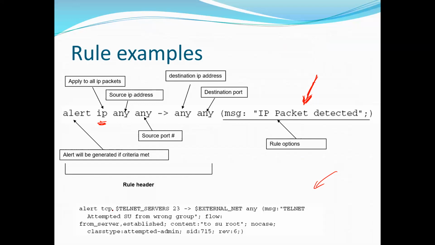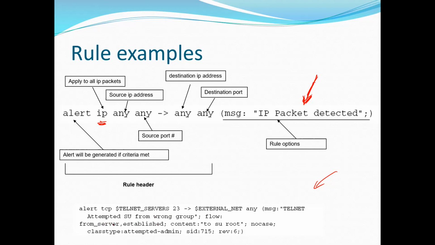So here it's an alert TCP telnet server. That's a variable, and it would have associated IPs for port 23. For telnet, the direction is important: external any. That's the main header. Then you have the message, which is telnet attempted SU from wrong group. You can create your own, as I said, and then you have a few parameters like flow from server established.